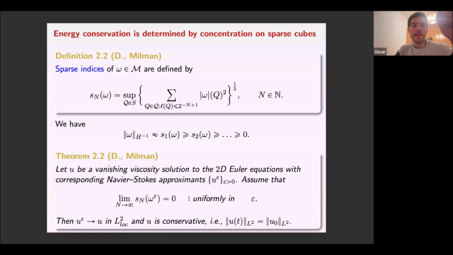So consider an approximating family of Euler solutions. The related set of vorticities is omega epsilon. If the sparse indices go to 0, then you get a strong convergence in L2 to a weak solution to the Euler equations. And in addition, you conserve the kinetic energy. The first part of this theorem holds true for any approximating family, and for the energy conservation, we restrict our attention to the distinguished example given by Navier-Stokes approximations, vanishing viscosity.